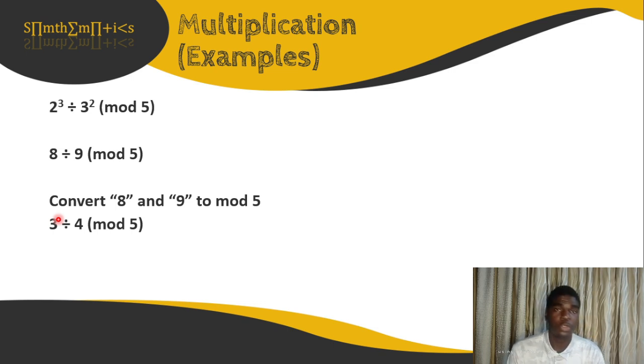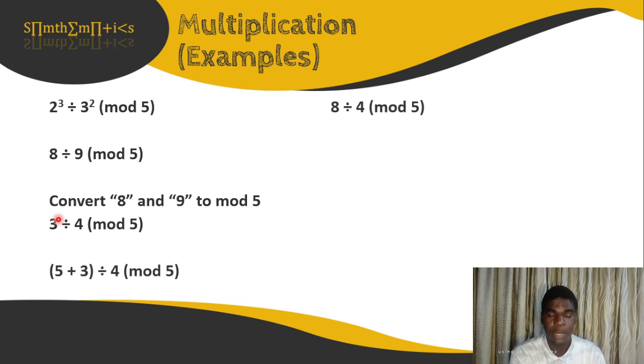Now, we're going to look for that multiple of 5 that when 3 is added to it is divisible by 4. We'll start with 5. Now, 5 plus 3 is what? 8. That is divisible by 4. So that makes our work very easy without checking other multiples. So we have 5 plus 3 divided by 4, and then we have 8 divided by 4 in mod 5. And then that's 2 mod 5.